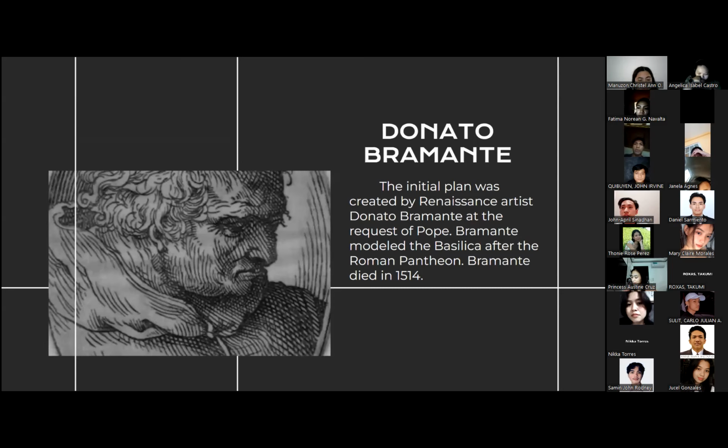And this included the Basilica of Constantine, where St. Peter's Basilica was built. He proposed a centrally planned church in the shape of a Greek cross enclosed within a square with an enormous dome over the center and smaller and half domes radiating out. Next slide.